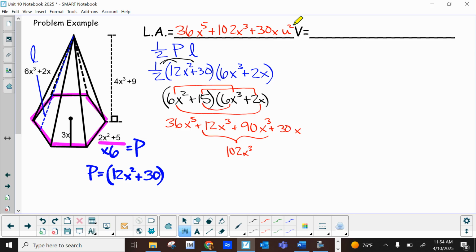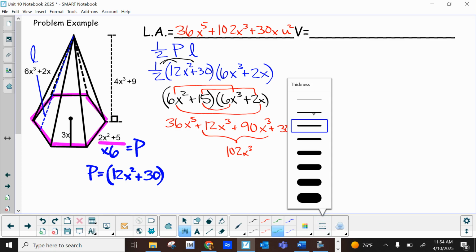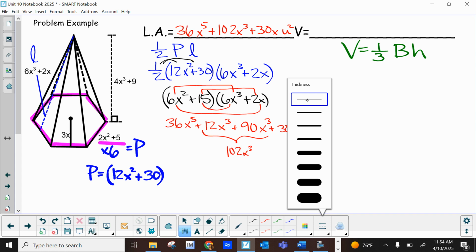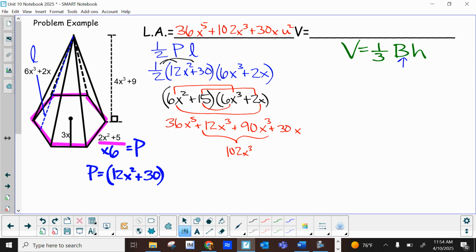Okay. All right. Now let's do volume. Last thing to do is volume. So volume is 1/3 capital B times H. Okay, 1/3 capital B. So capital B is the hard part. Capital B stands for area of the base. So you need to write a formula for area of the base. So what is that formula?